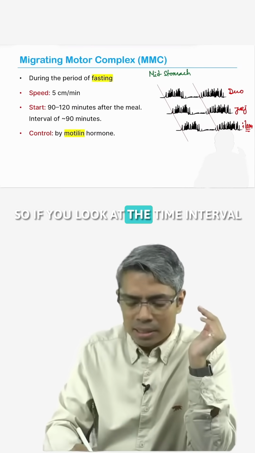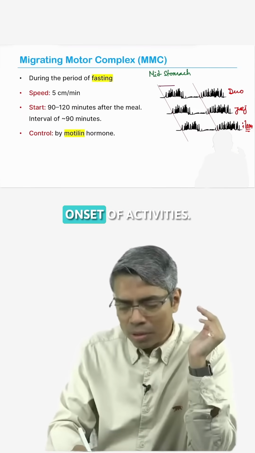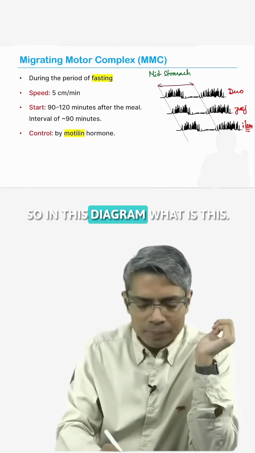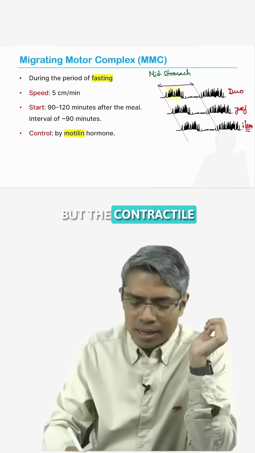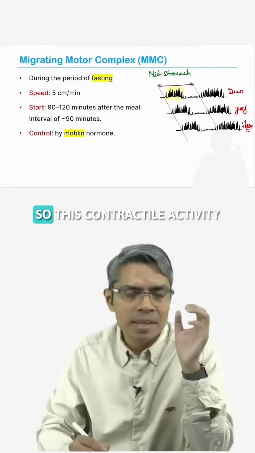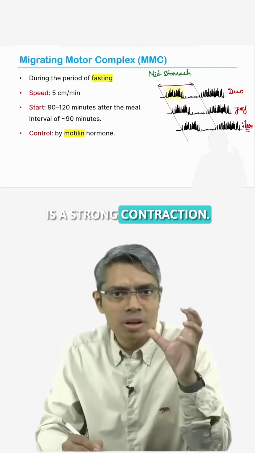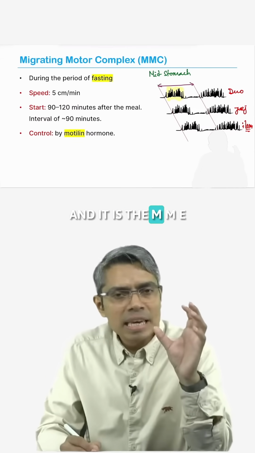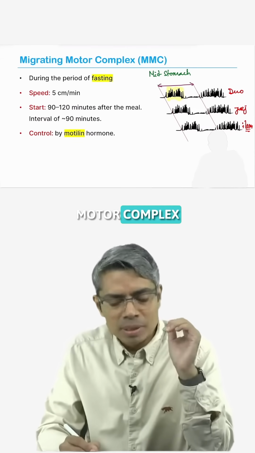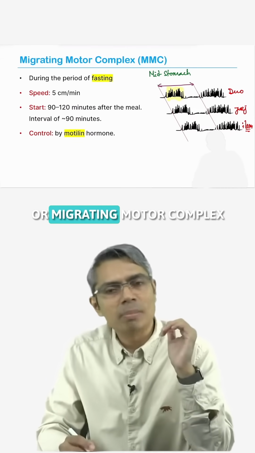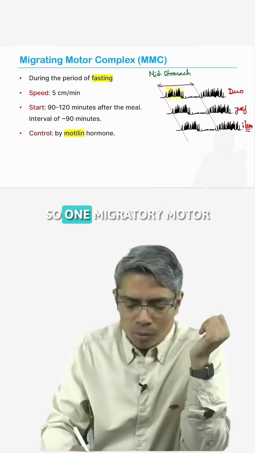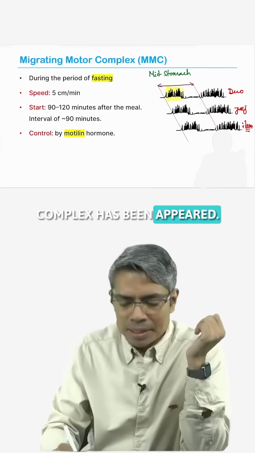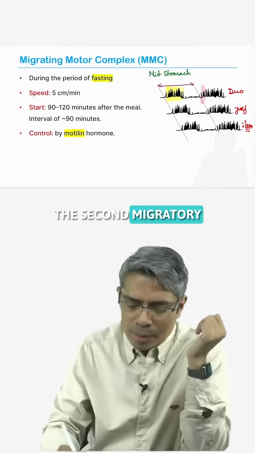If you look at the time interval between these two onsets of activity in this diagram, these are nothing but the contractile activity of the GI smooth muscle. This contractile activity is a strong contraction, and it is the MMC, the migratory motor complex, or migrating motor complex, whatever. So one migratory motor complex has appeared, and then here is the second migratory motor complex.